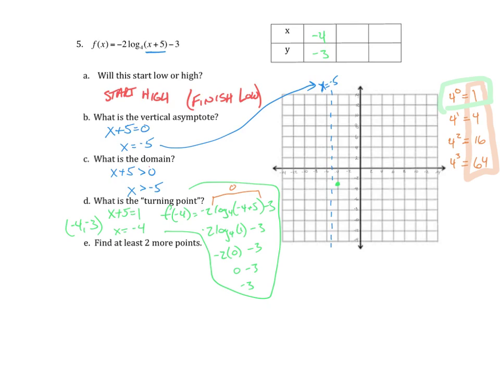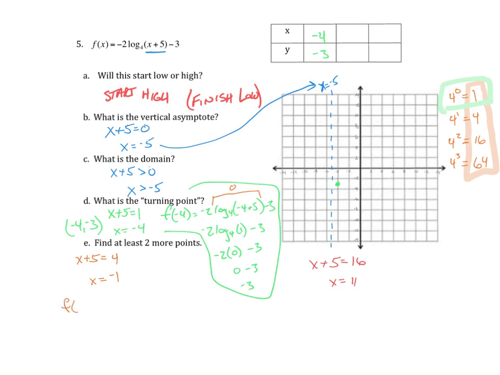And then to go find 2 additional points, let's think of it this way. Let's say x plus 5 has to equal 4. And let's go ahead and use x plus 5 would have to equal 16. Those are the 2 remaining ones that we have. So let's put in an x value of 11, and let's put in an x value of negative 1. Find out what our y values are.